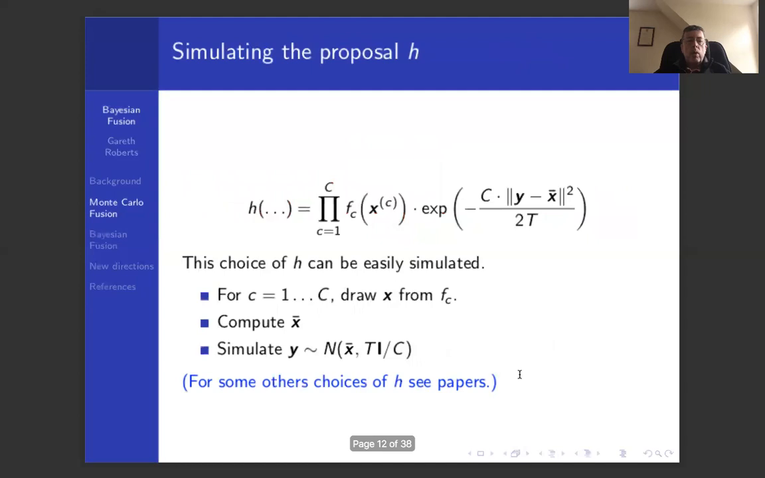But just to show you a little bit more, this is the H density. I've shown it again at the top of the screen. It's clearly very easy under the assumptions of the scenario that we're in to simulate from H, because all we need to do is to draw XC from FC for each of the X1 up to XC, and then compute the mean of these values, X bar. And then finally, simulate Y to be some Gaussian perturbation about the average values of these X's. So there are other choices that we could take for H, and some discussion of this, and at least one is implemented in substantially more detail in the papers. But for this talk, we'll just concentrate on this particular choice of H.